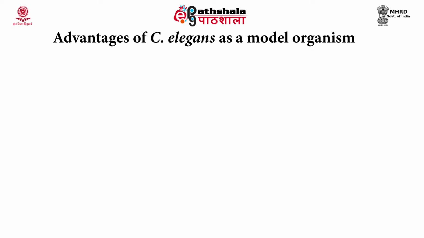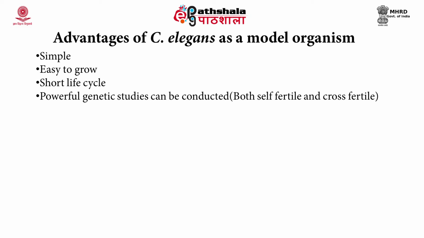Let us now study some advantages of C. elegans as a model organism. It is simple and easy to grow. It has a short life cycle. Powerful genetic studies can be conducted because it is both self-fertile and cross-fertile. It is transparent and has a small size. It has an invariant cell lineage.